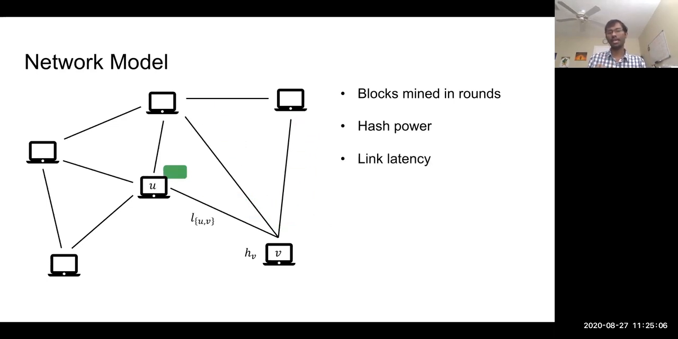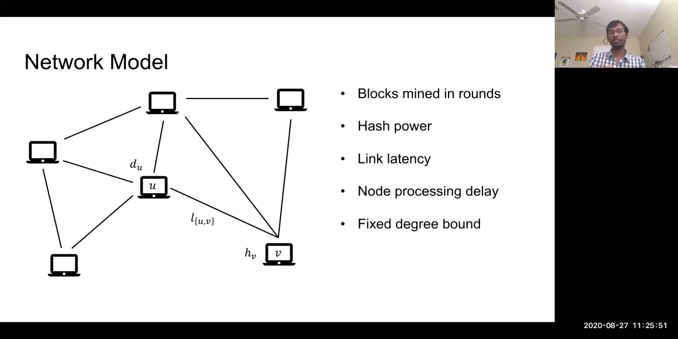When a block is mined by a node, it's immediately broadcast to its neighbors. And when a block traverses a link uv, it incurs a latency of L(uv). And when a block actually reaches a relaying node, it incurs an additional node processing delay of D(u) for a node u, after which the block is forwarded to the relay node's neighbors. And this process continues until the block is spread to all the nodes in the network. And that completes one round. And in the next round, a new node is going to mine a fresh block, and so on.